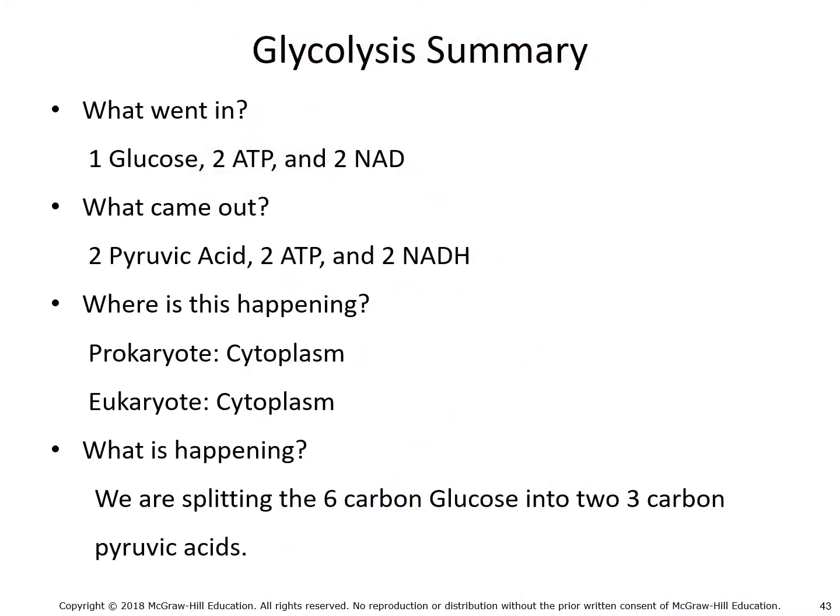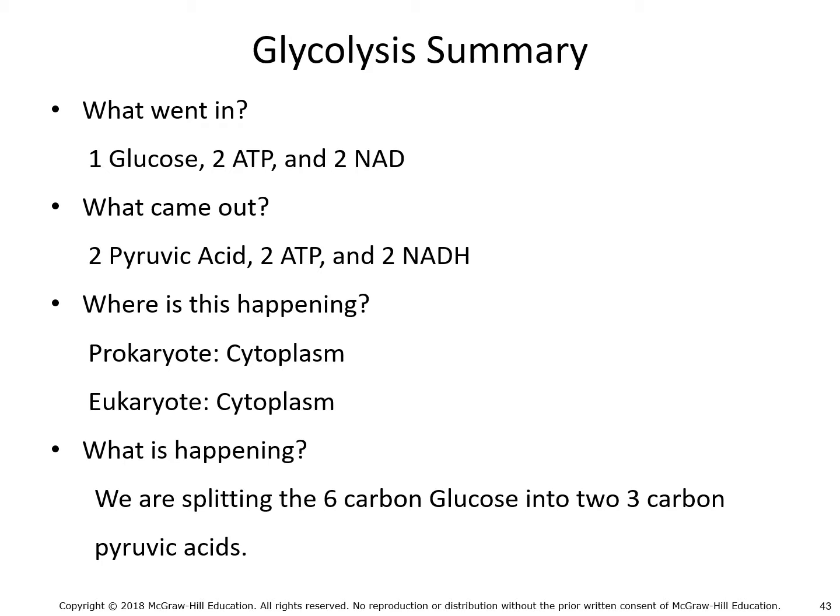So whenever we go to summarize glycolysis, we need to talk about what goes in, what comes out, where, and what's happening. So if you remember, to start this all off, we need to have glucose present, as well as 2 ATP that we can invest in helping break down glucose. We also need electron carriers, like NAD, to come in. So what came out? Well, we produced 2 molecules of pyruvic acid. We ended up gaining 2 ATP, and again, 2 NADH ready to carry electrons onto the electron transport chain.